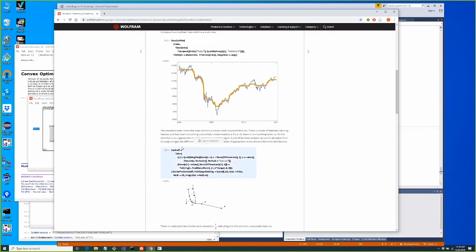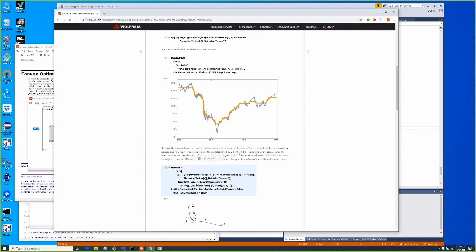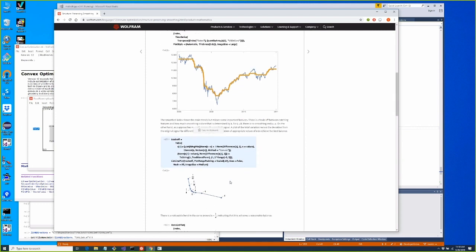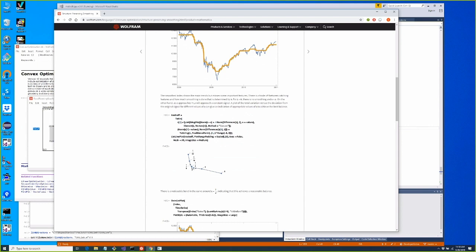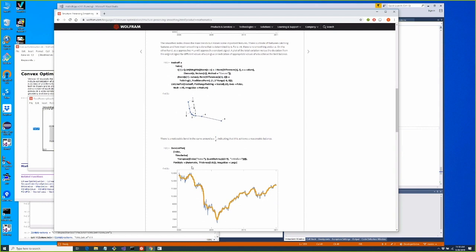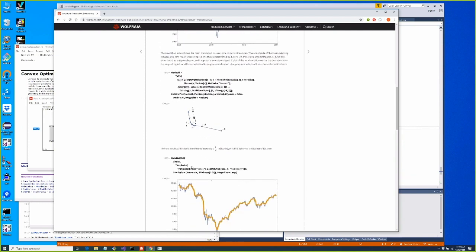You can also change this. Instead of using just one, you can use a lambda times the norm of the differences. You can find a trade-off, and right here at the bend is where you're getting the best balance of trade-off. If we chose that, we actually get a slightly better graph.